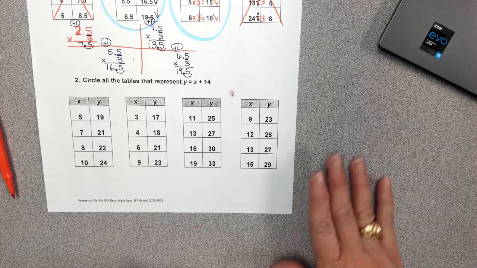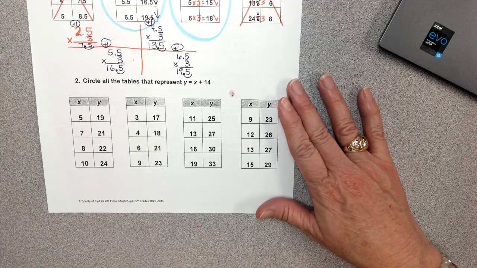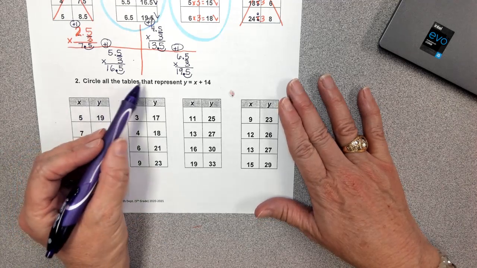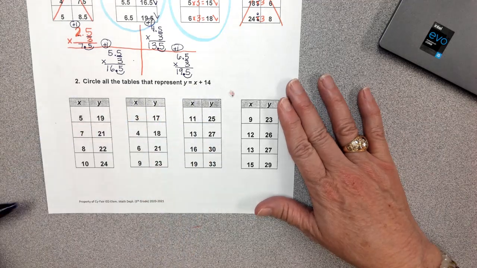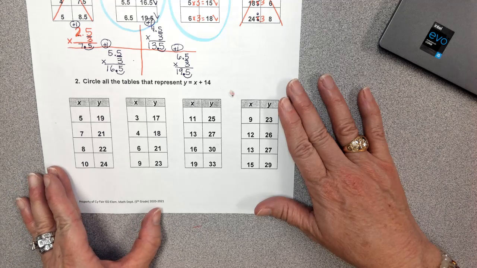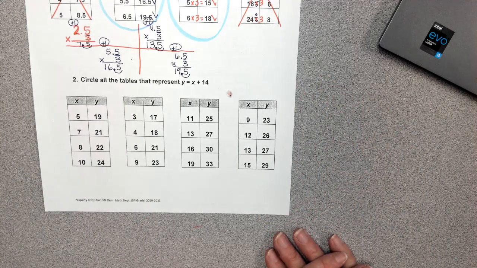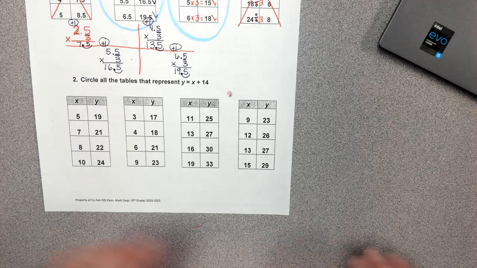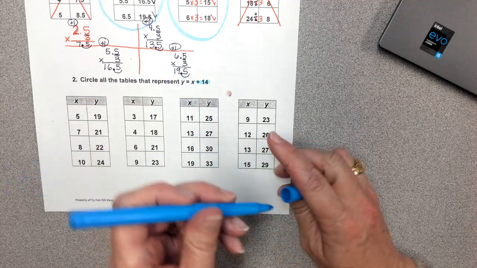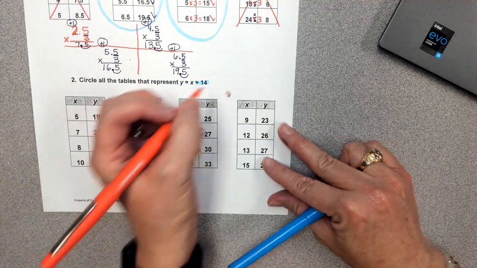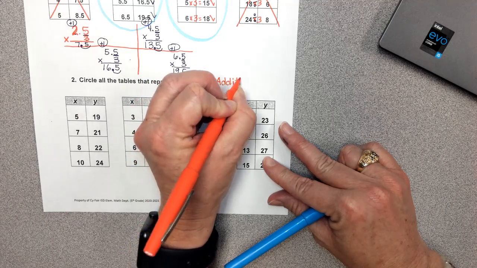Right, so this time what we're going to be doing is we're going to be looking at number 2. Number 2 says circle all the tables that represent y equals x plus 14. So right away, I want to go ahead and identify what kind of relationship we are looking at. That's right, because we are adding this time, we're going to be looking at an additive relationship. So I'm going to go ahead and write the word additive right here so that I can remember.